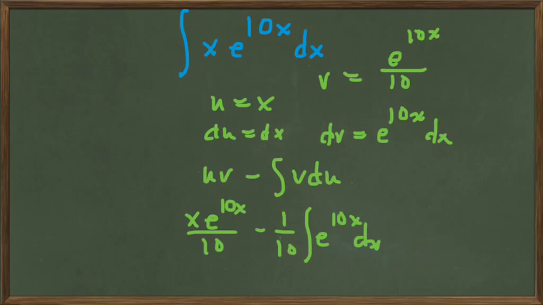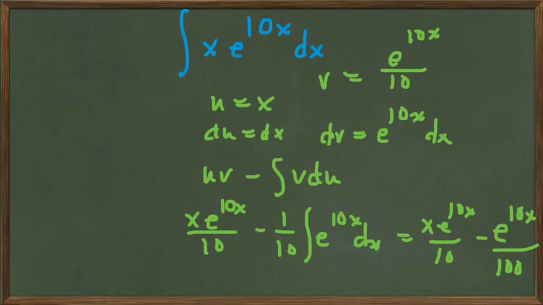The parts method succeeded because we're able to do that integral. So we get x e to the 10x over 10, repeating, and then integrating e to the 10x, we get e to the 10x over 10 multiplied by 1/10, so it's e to the 10x over 100 that we get. And so let's plug that back in where we left off.